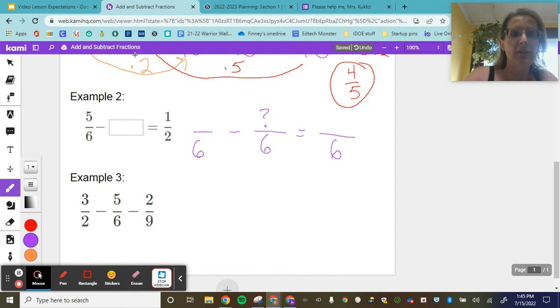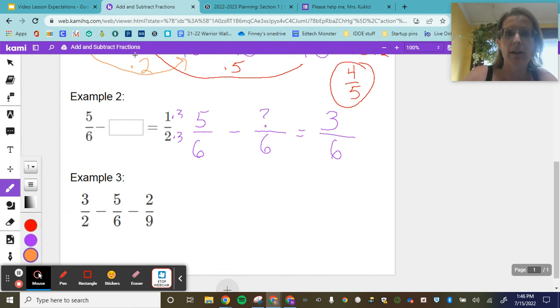How do I turn 6 into 6? I don't need to, so I keep my numerator the same. So 5/6 minus how many sixths will be, how do I get from 2 to 6? I do 2 times 3 to get to 6. So I multiply the numerator by the same thing, and I get 3/6. So my question is, 5/6 minus what is 3/6?